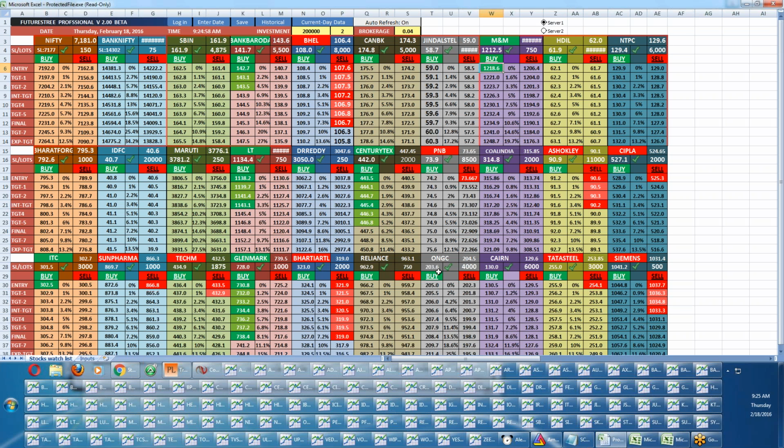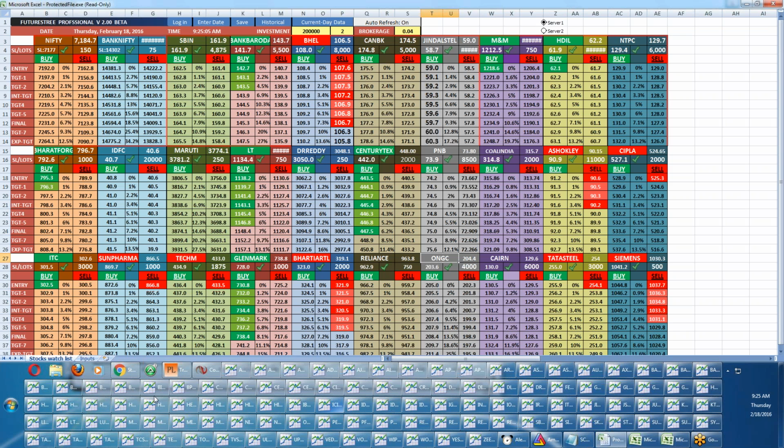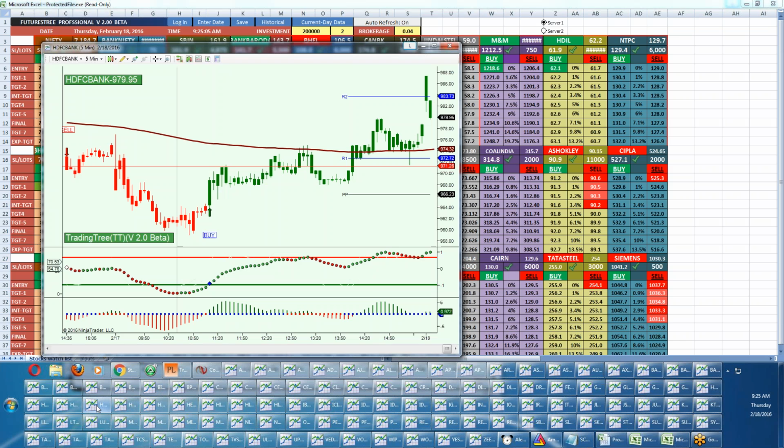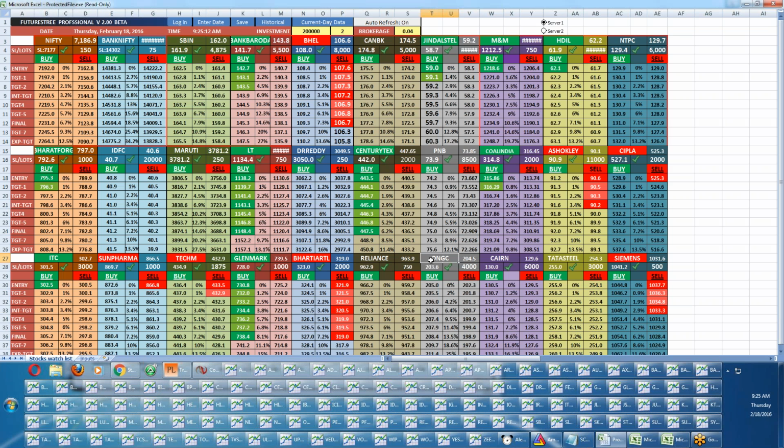So in place of ONGC and CAN, now let me add HDFC and HDFC Bank. We have sell calls there. You can see that. So I will add HDFC and HDFC Bank here. Siemens has done its intermediate target. Same thing, Bharti Airtel has done its final target. The telecom pack is down.